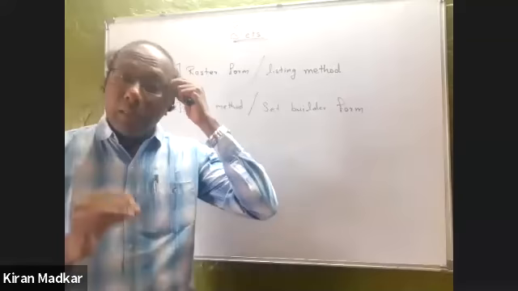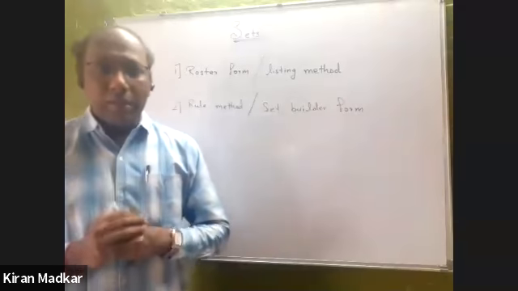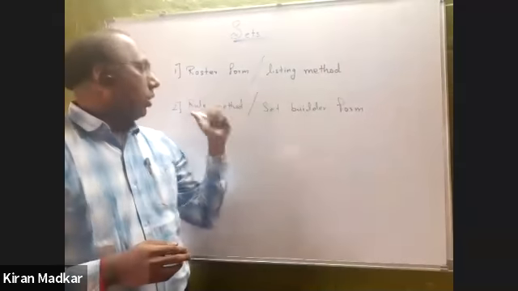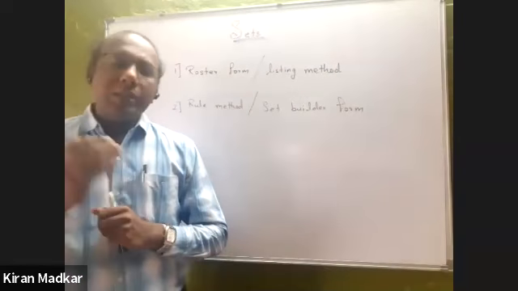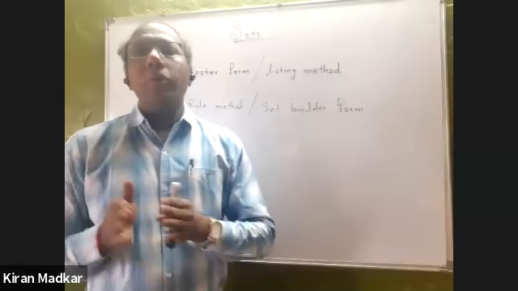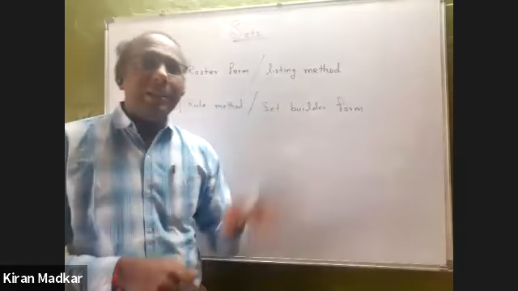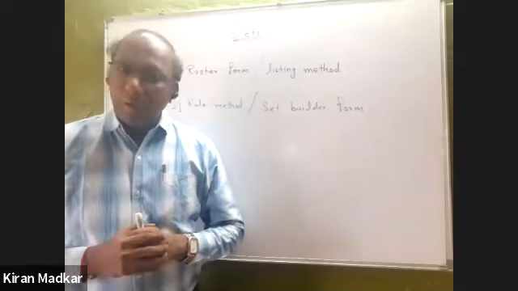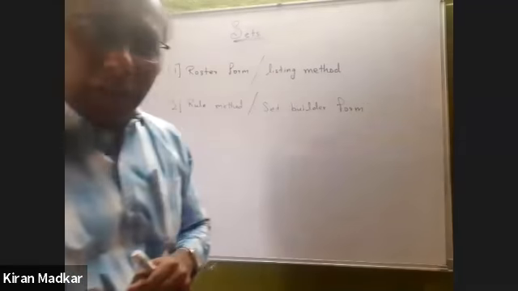I'll give you certain examples. But before giving some examples of this listing method or rule method, we just have to understand step by step. There are certain rules which we have to follow while writing these methods. Okay, so let us discuss them one by one.